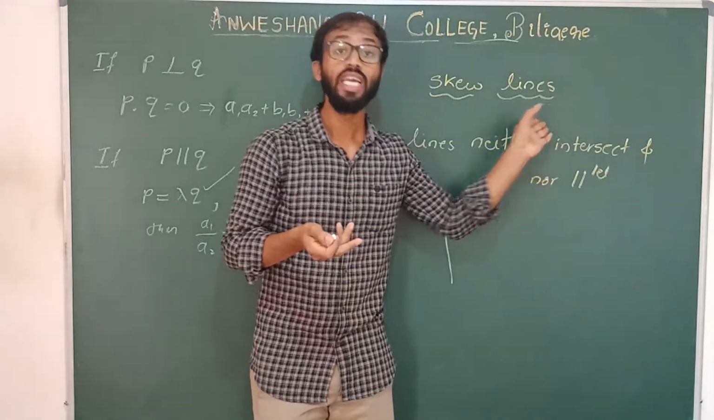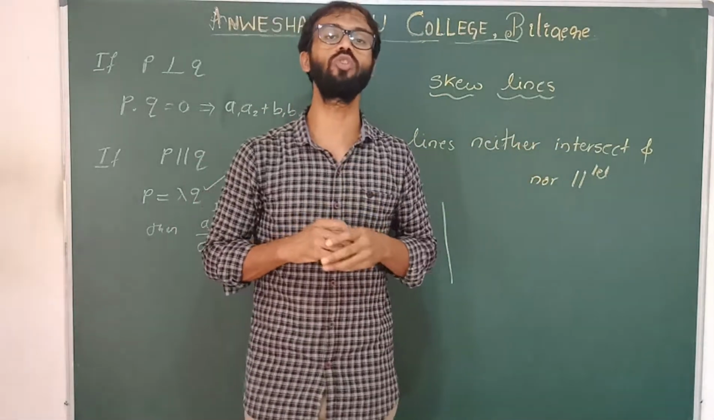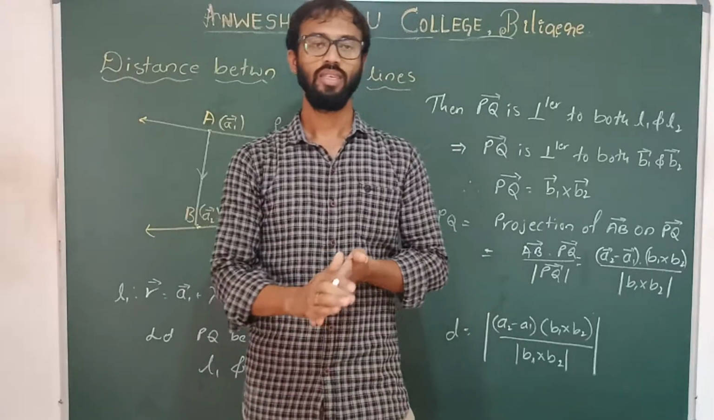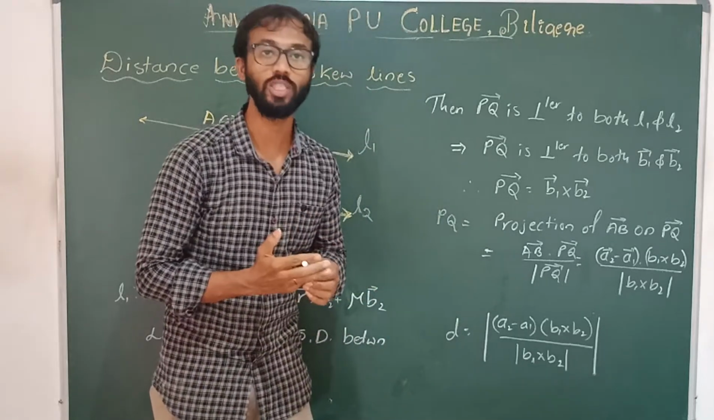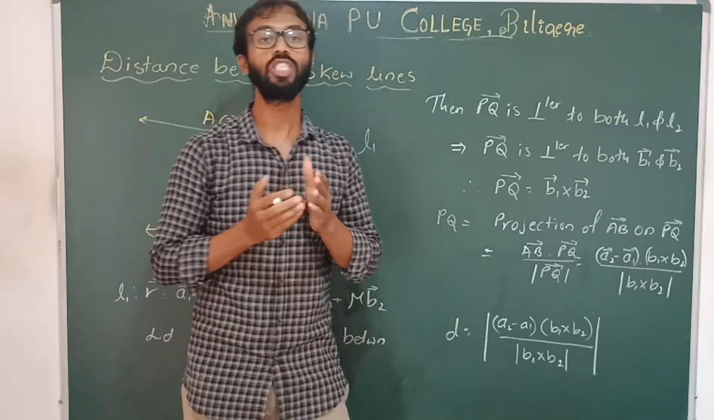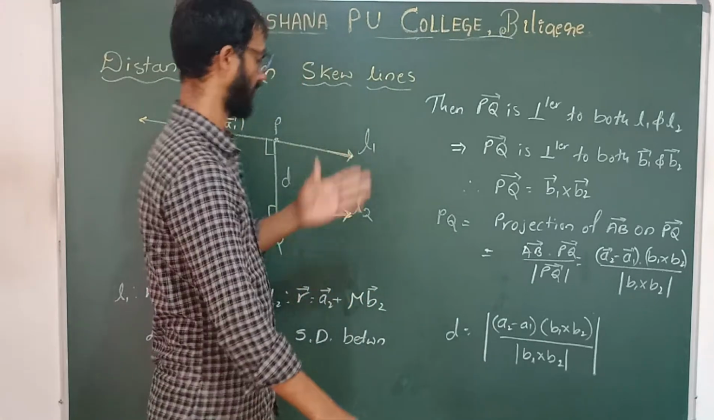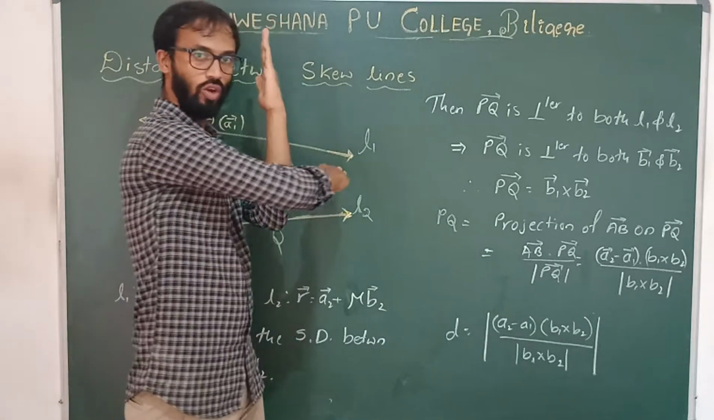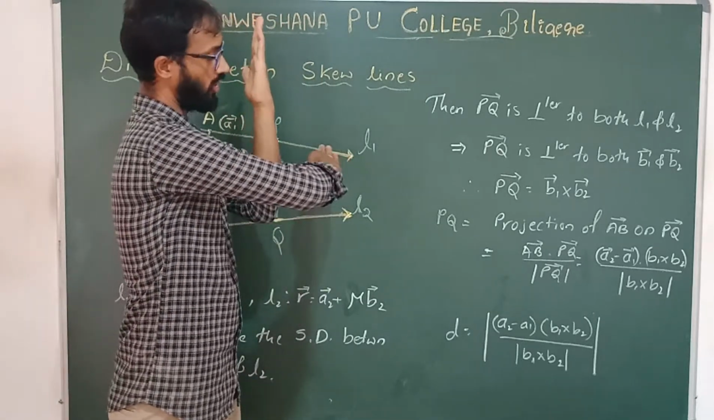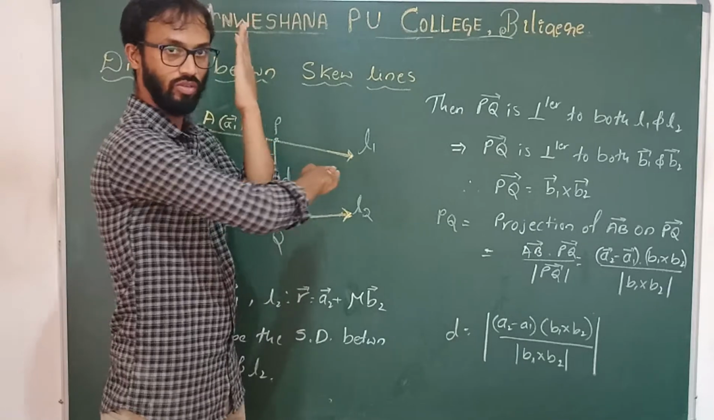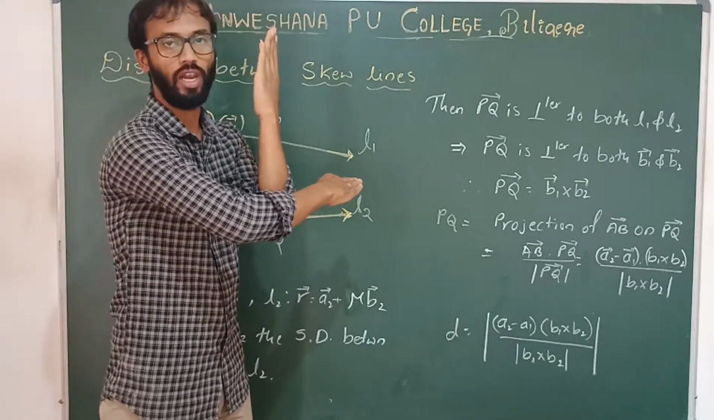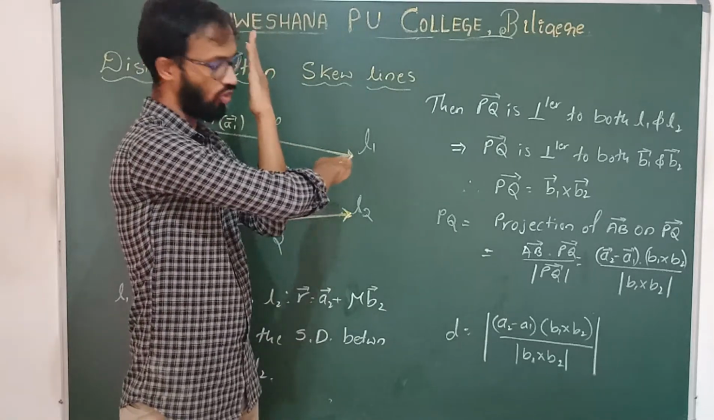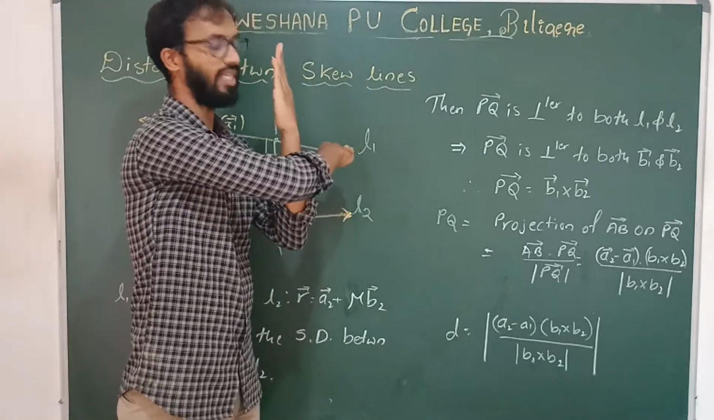So now let's move to the shortest distance between two skew lines. That's an important term for the 5 marks. Yes, dear students, now let's find the shortest distance between the skew lines. Again I'm telling, imagine this is one line and this is another line. These two lines never intersect and are not parallel either. That means you can call them skew lines.